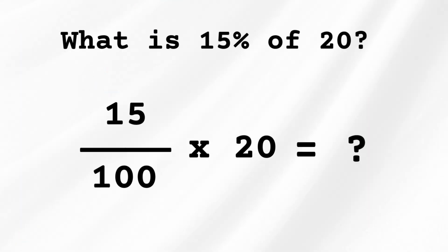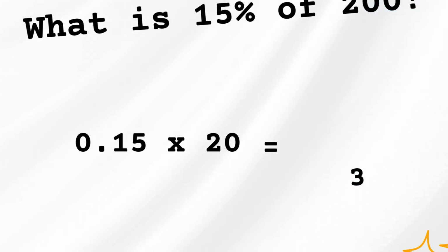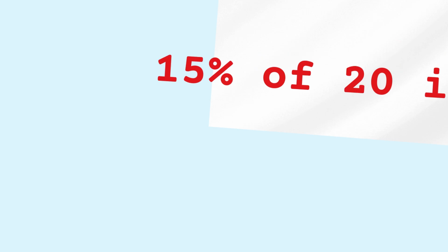Let's discuss another way to solve this problem. 15% to a decimal. To do this, we divide 15 by 100. So 15% becomes 0.15. Now all we need to do is multiply 0.15 by 20. Here's the calculation. 0.15 times 20 is 3. And there you have it. 15% of 20 is 3.